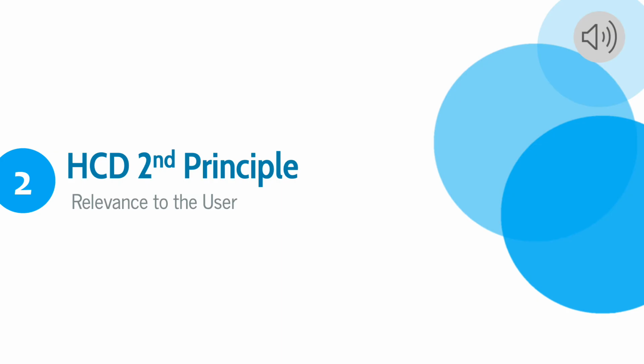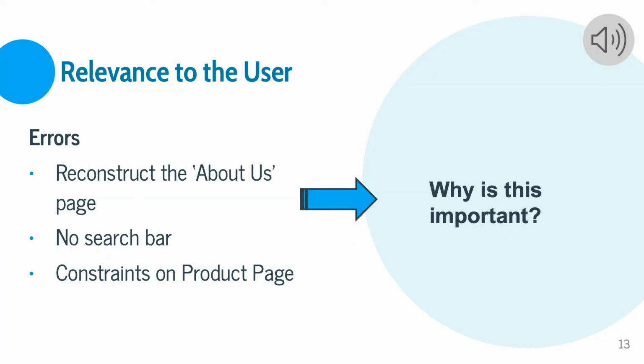Next, we have human-centered design's second principle. This matters to the Forever in a Day website because of its relevance to users who visit your site. Now we are going to talk about the errors we have found that are relevant to the users. The first error is how we would like to reconstruct the About Us page. Another error is that Forever in a Day has no search bar. And the third error is the constraints on the product page. So why is this important?